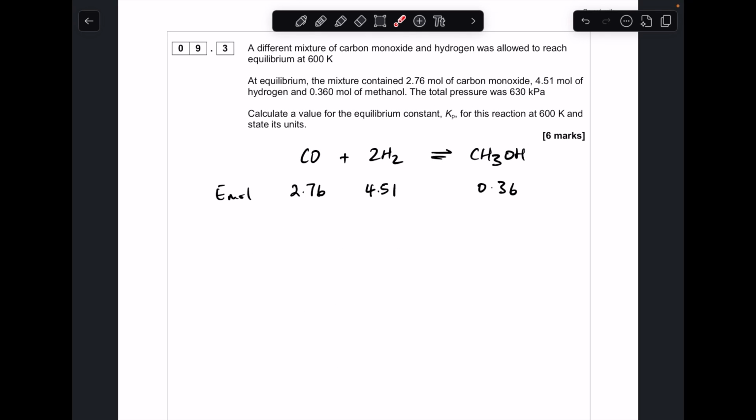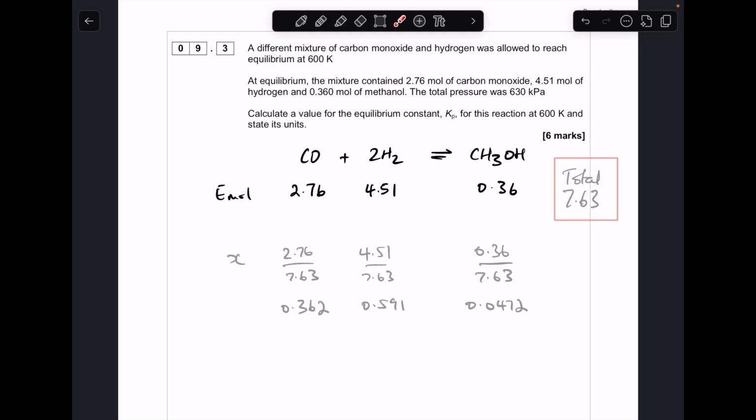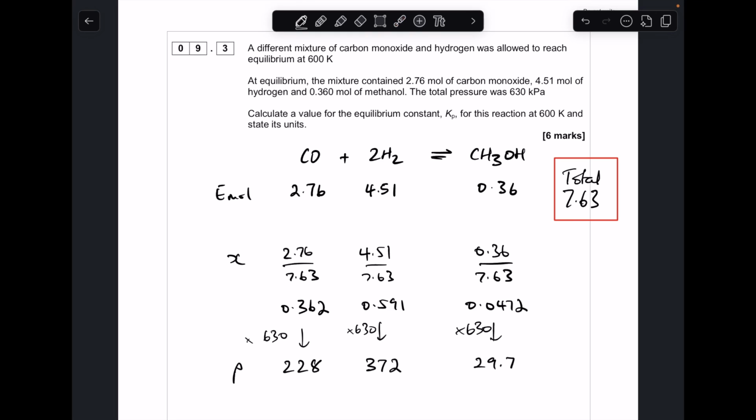So moving on to part three, it's the same reaction, but we've got different moles at equilibrium. So we don't have to do the ICE stuff, literally go straight to the equilibrium moles, work out the total moles, and then we can work out our 3 mole fractions. So there's my 3 mole fractions. You just do the moles at equilibrium divided by the total moles, which was 7.63. So from this, we can now multiply these by the total pressure to get our partial pressures. So there's the 3 partial pressures there.